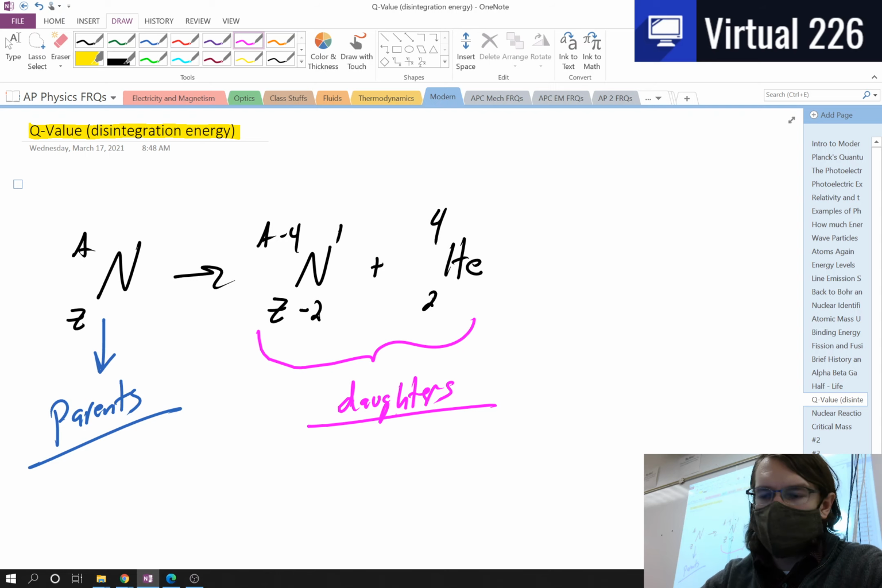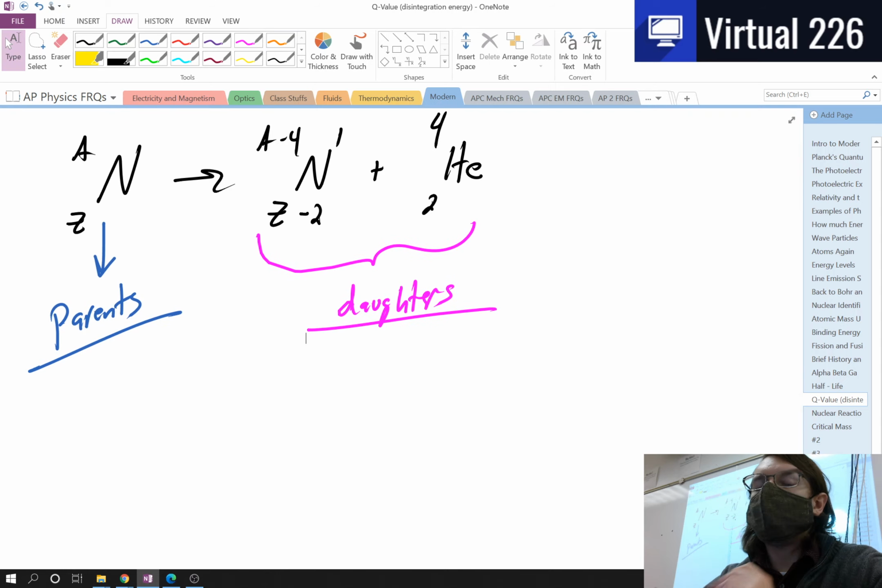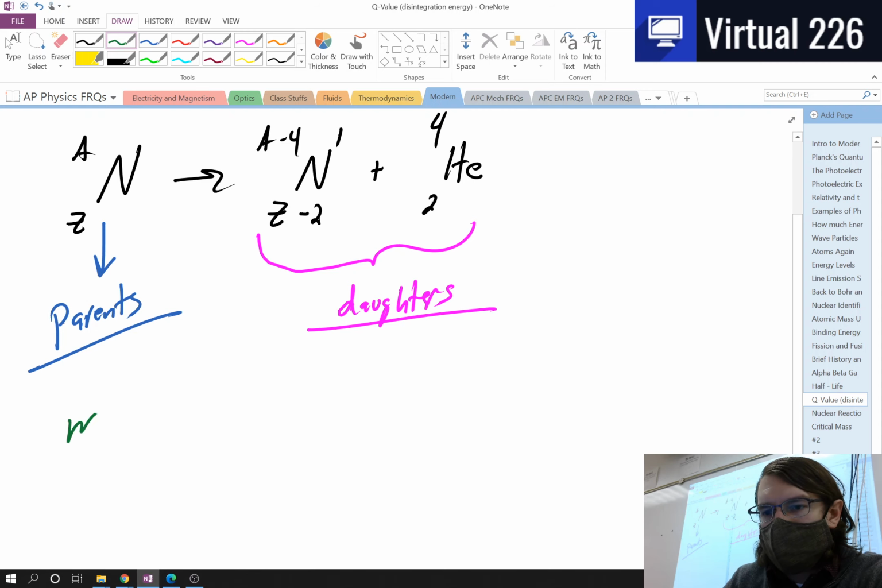Now, if we take a look at masses, this kind of starts getting back into the idea of binding energies, although slightly different. If we take a look at the masses of our parents and the daughters, then we can relate the idea that mass is energy. We know that mc squared equals E. Thanks, Einstein. So if we take a look at masses of the parents and masses of the daughters, what can we do with our energy? Well, the mass of the parent times c squared should in general be greater than the mass of all of the daughters.